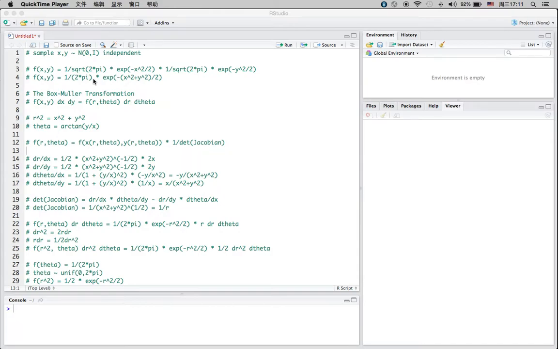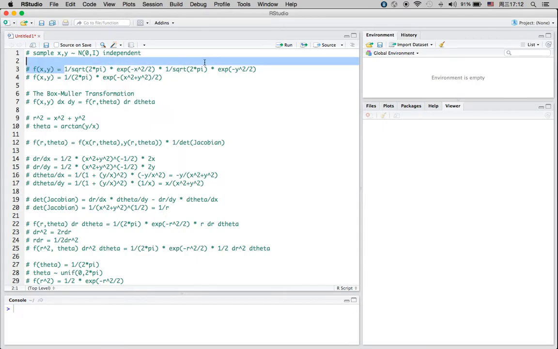Hi, today I'm going to talk about how to generate random samples from a normal distribution, specifically the bivariate normal distribution. First of all, let's say we want to sample x and y from a standard normal distribution, and also x and y are independent, so that we can rewrite the bivariate function as the product of two univariate normal distributions, with mean 0 and sigma equal to 1.